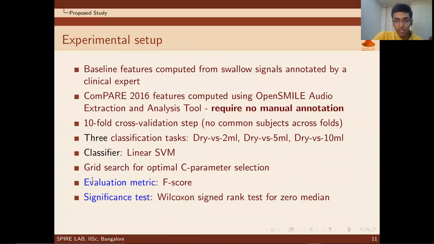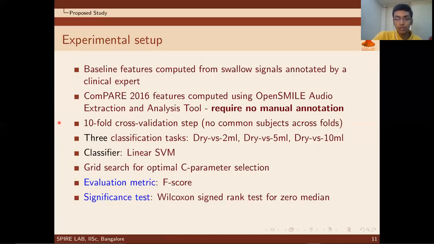For volume classification, three classification tasks were performed, namely dry versus 2 ml, dry versus 5 ml, and dry versus 10 ml. The classifier used for this purpose was a linear kernel SVM. The optimum C parameter was selected using a grid search method based on the model performance on the validation data. A 10-fold cross-validation setup was used.